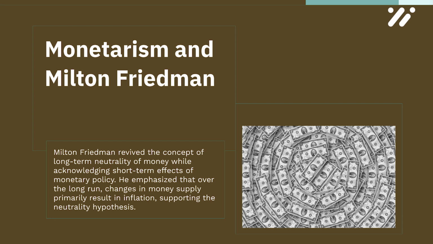Monetarism and long-term neutrality. In the mid-20th century, Milton Friedman and other monetarists revived the idea of long-term neutrality of money. Friedman argued that while monetary policy could have short-term effects due to price and wage stickiness, in the long run, changes in the money supply only affected inflation. This perspective became central to modern macroeconomic theory.